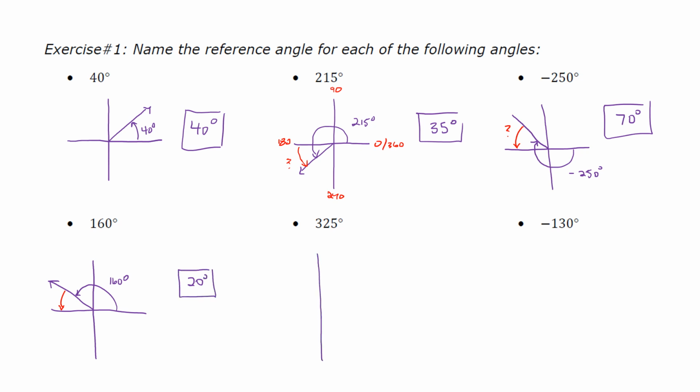Next is 325. 325 is going to take me all the way into the fourth quadrant. 325 degrees, and I'm looking for this reference angle. It's almost making a complete circle. So if I subtract 325 from 360, then I will get 35 degrees.